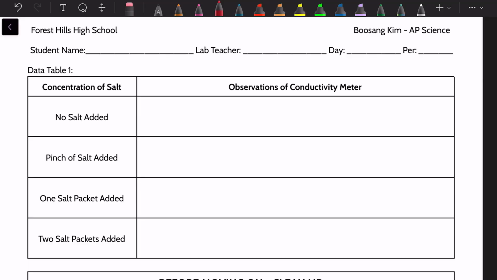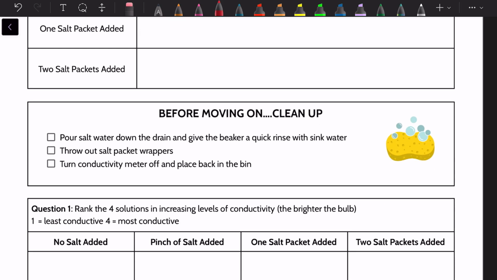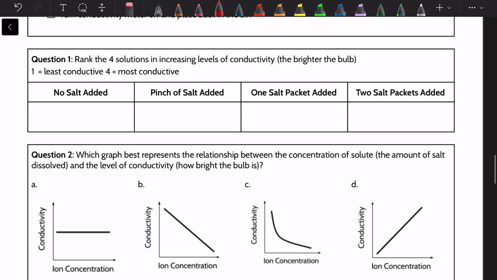So all of your data goes into this data table, and again, your observations are how bright the conductivity meter was, if it even lit up at all. Again, before you move on, make sure you are cleaning up. And then the questions at the end, you're ranking the different solutions, one being the least conductive, so either the light bulb doesn't turn on or it's the dimmest, to four, the most conductive or the most brightest bulb.